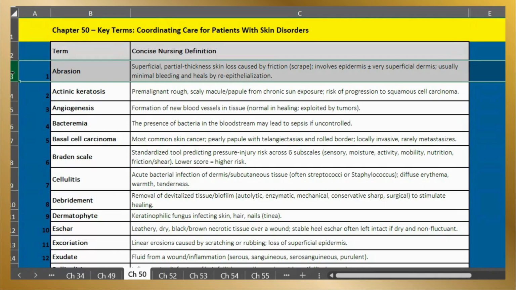Abrasion: superficial, partial thickness skin loss caused by friction, so a scrape. It involves the epidermis, very superficial, not the dermis, usually minimal bleeding, and heals by re-epithelialization. A means against the surface, so the shape is top layer. So the top layer is affected, that's a scrape.